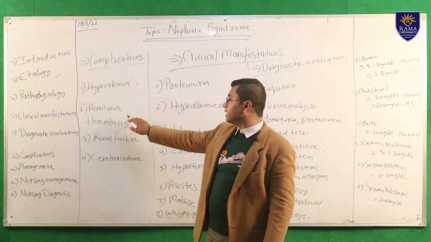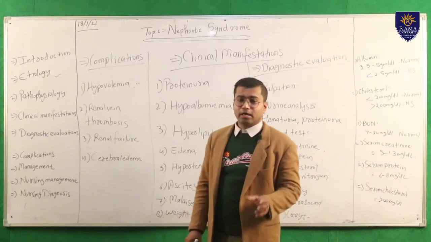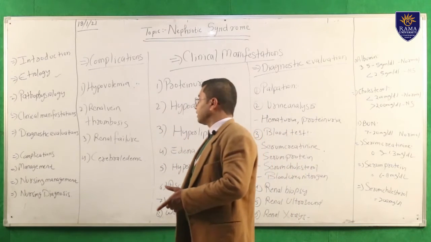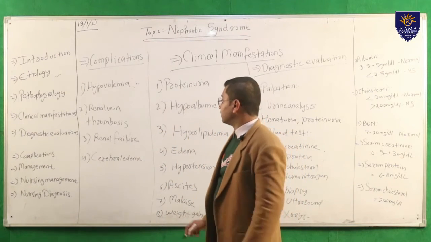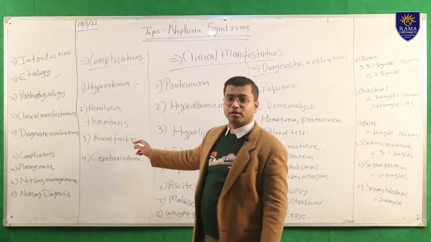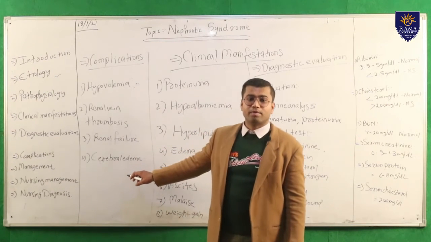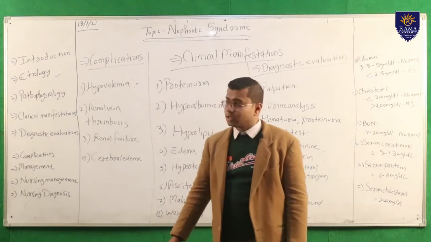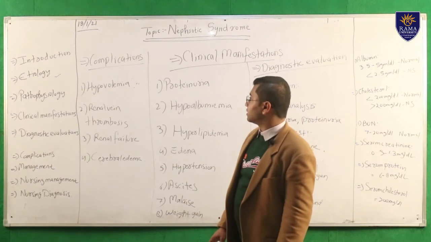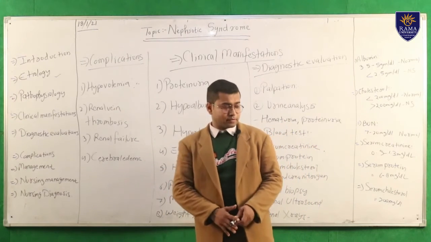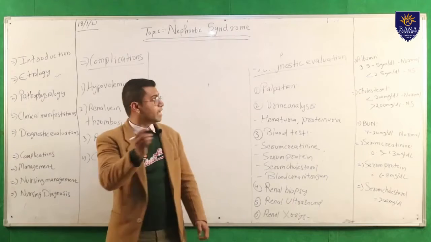Then there can be renal vein thrombosis. The veins of the kidney get thrombosis. Then there can be permanent or temporary renal failure. The person can also have cerebral edema. So these are the complications of nephrotic syndrome. Next we will see the management.